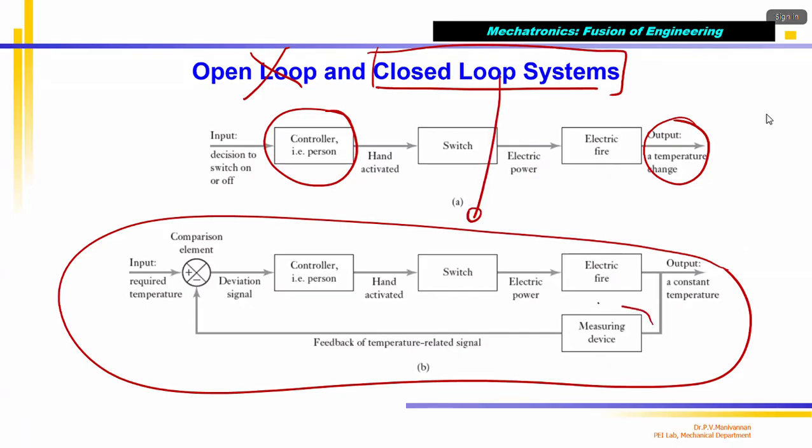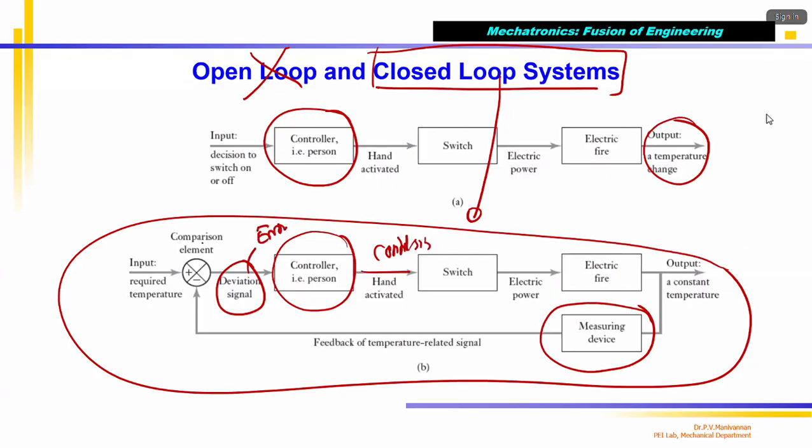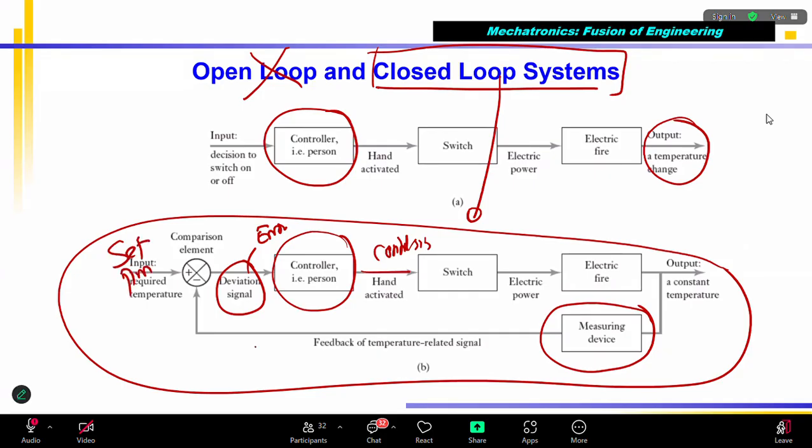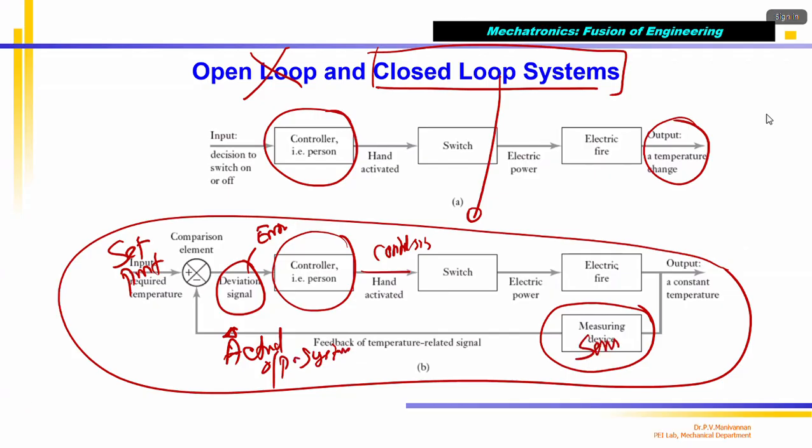So you need to have a sensor which measures the system output, and it is compared with the set point and an error signal is generated. Based on the error signal, the controller develops the control signal. This is the control signal. This is called the error signal. This is called the set point. This is called the actual output of the system, obtained by using the feedback sensor. Okay. So that's how it works.